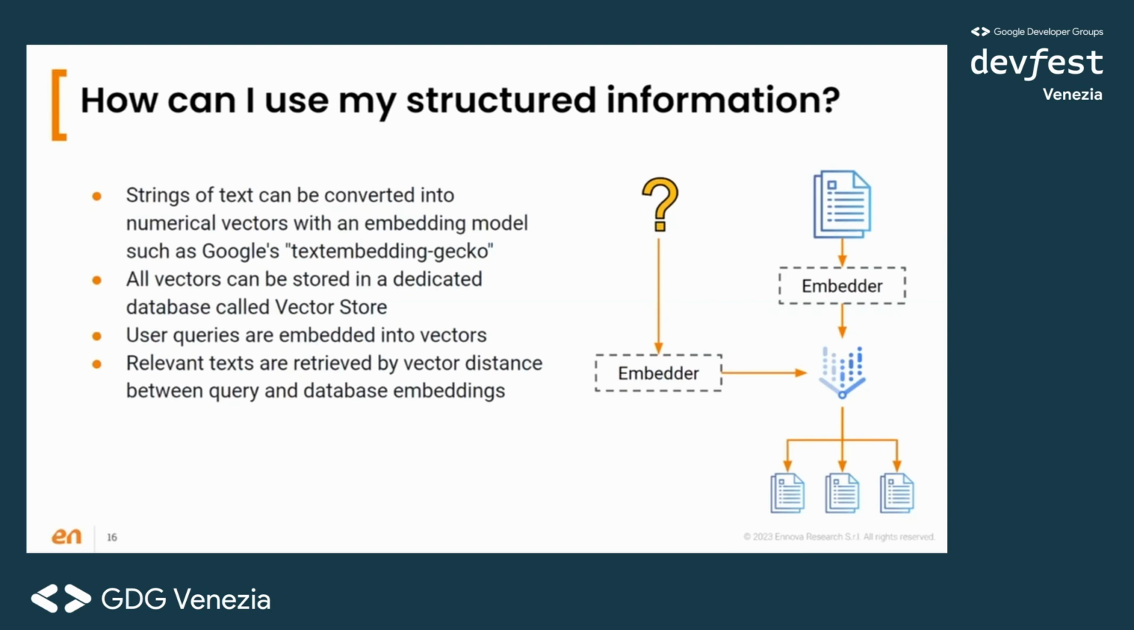And all the vectors obtained from a single document are stored in a classic database, which in this case is called the vector store because it contains vectors. And what happens when the user asks a question?